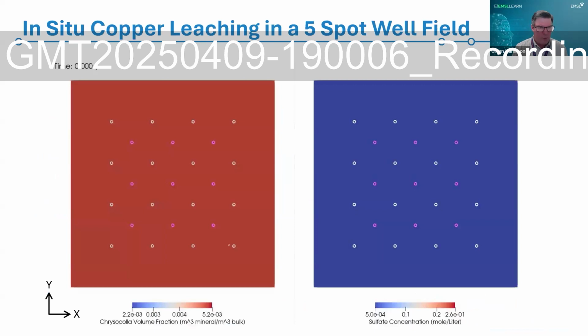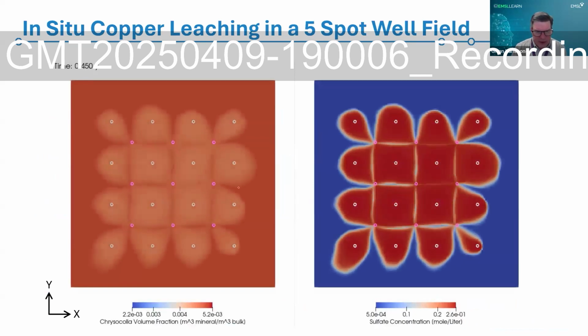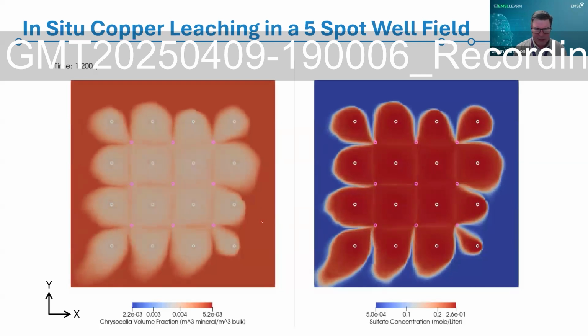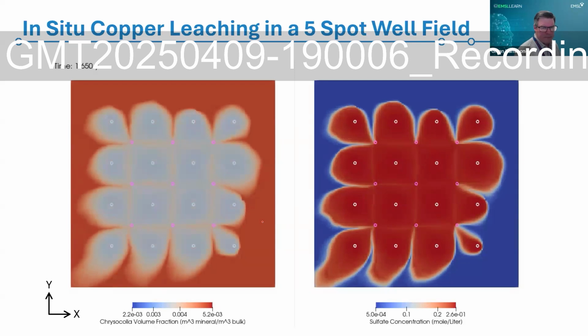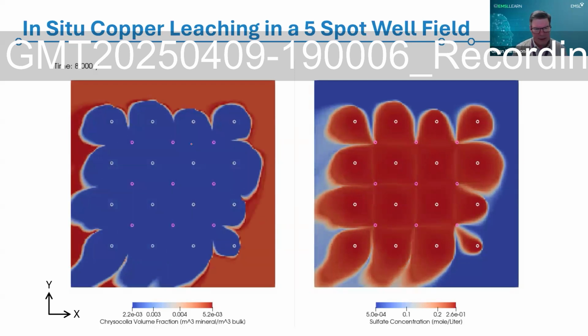So here when I start this, on the left-hand side, you're going to see the chrysocolla. It's going to dissolve, so it's going to turn blue inside of the dissolution area. And then you're going to see the sulfate injection on the right-hand side. So sulfate's being injected, and then the mineral starts dissolving. Continues to dissolve. And then it's completely dissolved here.